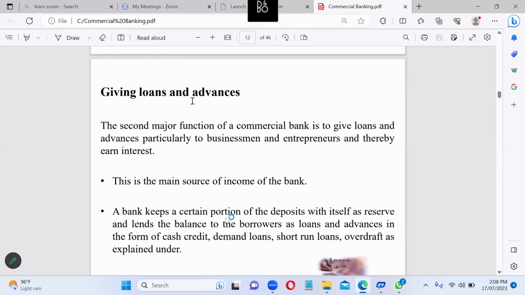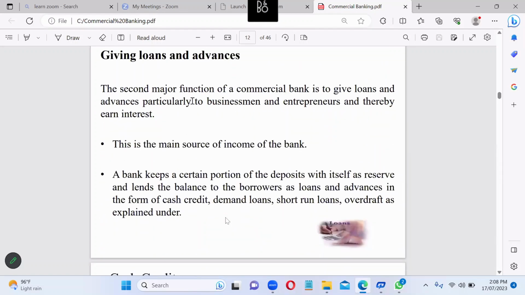Another thing, giving loans and advances. The second major function under the primary functions: first is the deposit function and second is giving loans and advances. The second major function of a commercial bank is to give loans and advances, particularly to businessmen and entrepreneurs, and thereby earn interest. This is the main source of income of the bank.